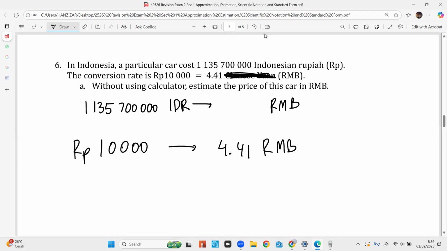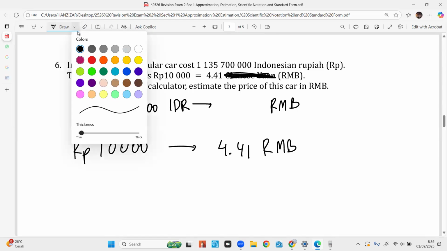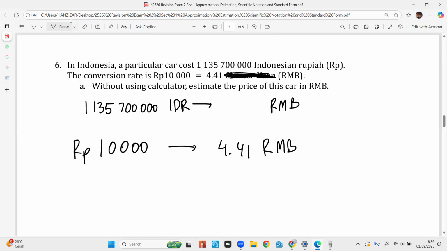Okay, renminbi. Now, how many renminbi is 1 billion this? Okay, so what you need to do is actually try to find the multiplier. To find the multiplier, what you need to multiply? Oh, okay, easy. You just cross out 4 zeros to make it clearer. There you go. Right?